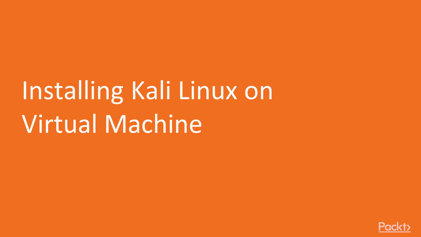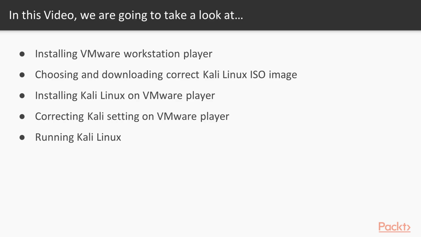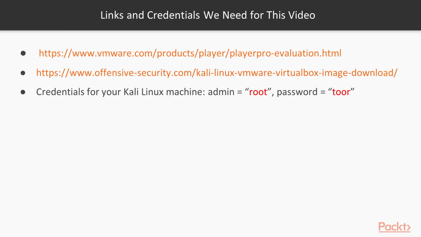In the previous video, you found out what Kali Linux is and why you should use it for cybersecurity purposes. In this video, we will learn how to install and run Kali Linux as a virtual machine. We are going to install VMware Workstation Player, choose and download the correct Kali Linux ISO image, correct Kali settings in VMware Player, and run Kali Linux. Let's start. Here are links to our downloads.